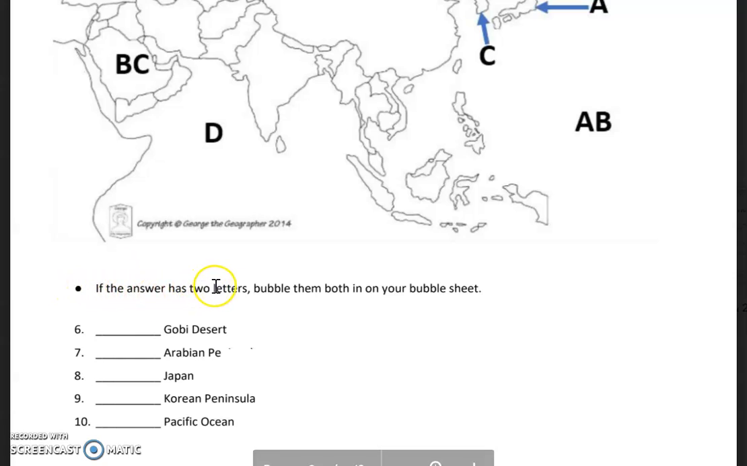If the answer has 2 letters, bubble them both in on your bubble sheet. 6. Gobi Desert. 7. Arabian Peninsula. Double check with Mr. Malbrough that this is supposed to say peninsula. 8. Japan. 9. Korean Peninsula. 10. Pacific Ocean.